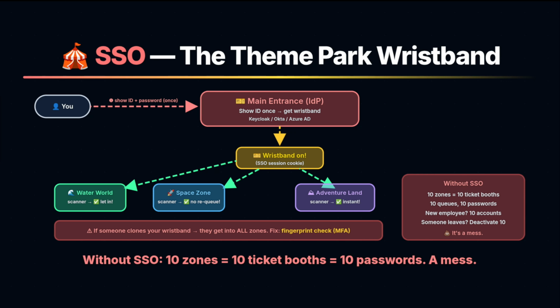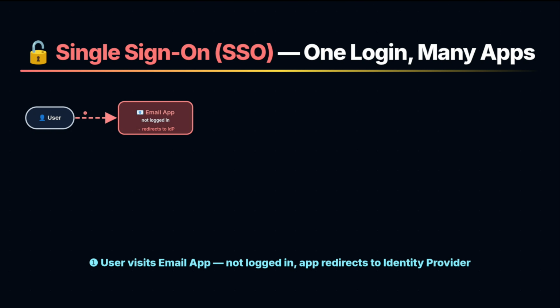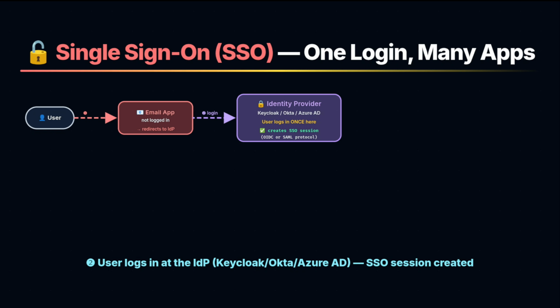How it works technically. Imagine you work at a company with 10 different internal apps: email, calendar, HR portal, wiki, Jira. Without SSO, you need 10 different logins. For a new employee, create 10 new accounts. Someone leaves, deactivate all 10 accounts. It's a mess. With SSO, one login, all apps, one place to manage all the users and access.